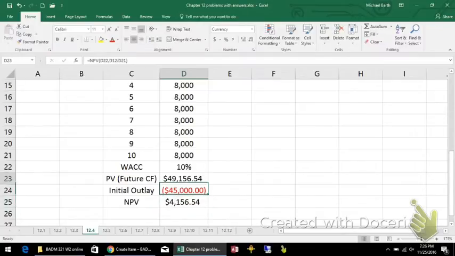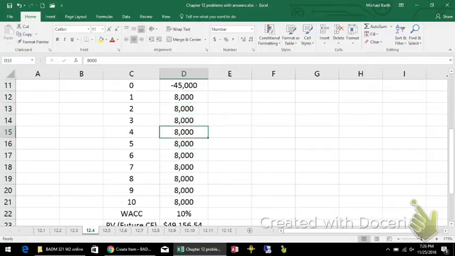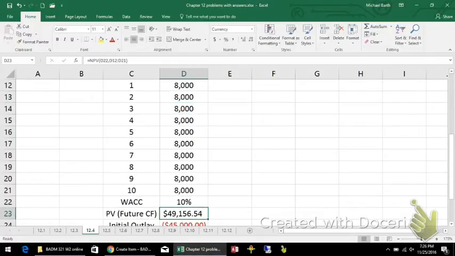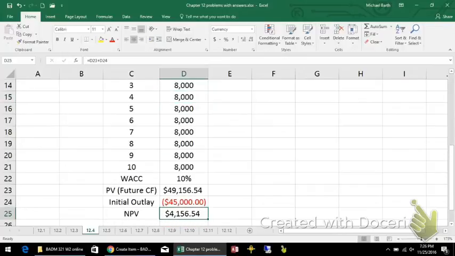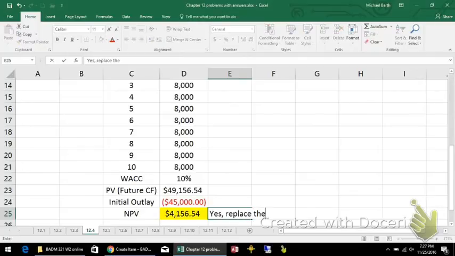Now, they're going to get $8,000 a year over the next 10 years, a total of $80,000. But that's the same as having $49,156 today. All right, that's the present value of those cash flows. In order to get these 10 cash flows, they have to spend $45,000. So taking the present value of those 10 years of cash flows and subtracting the initial investment or the initial outlay, that's where you get the answer. And yes, replace the machine.